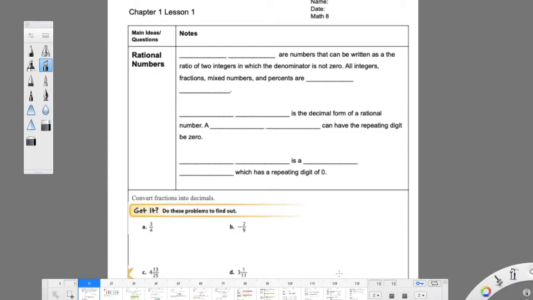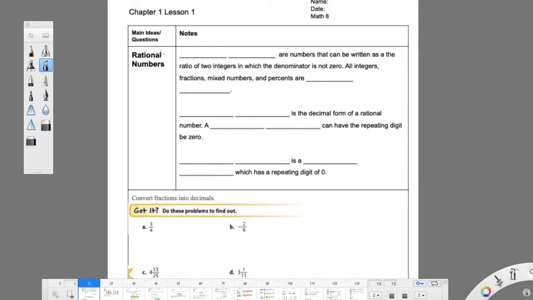Okay, so this is Chapter 1, Lesson 1 for Math 8. And we are going to jump right on in here to rational numbers. So they first have us doing some fill-in-the-blank notes at the top of the page here. So we start reading. There's two blanks: blank blank are numbers that can be written as the ratio of two integers in which the denominator is not 0. All integers, fractions, mixed numbers, and percents are blank blank again.